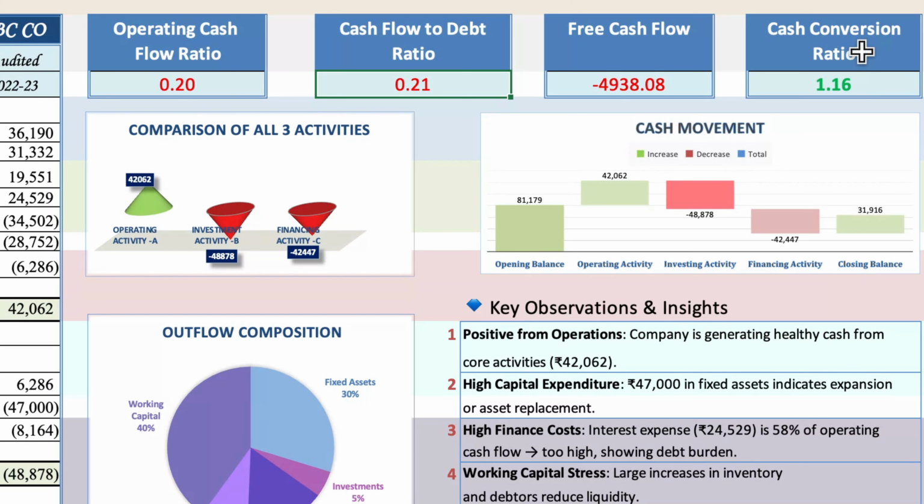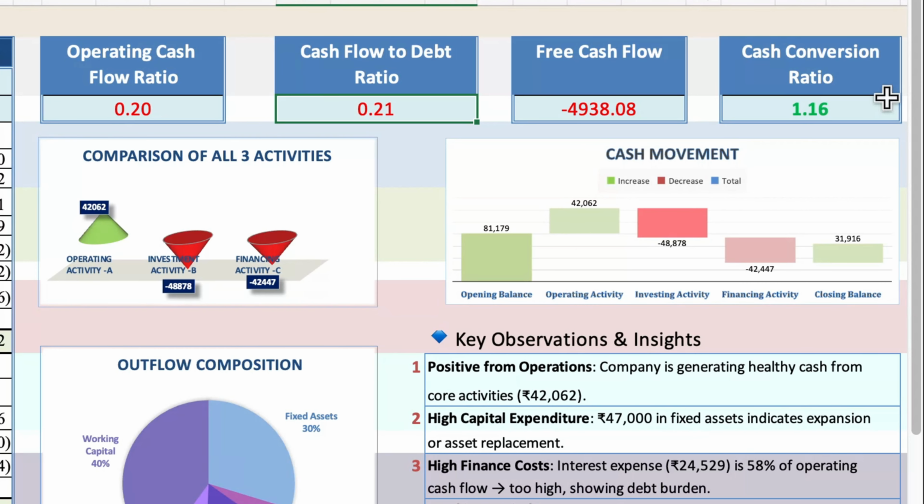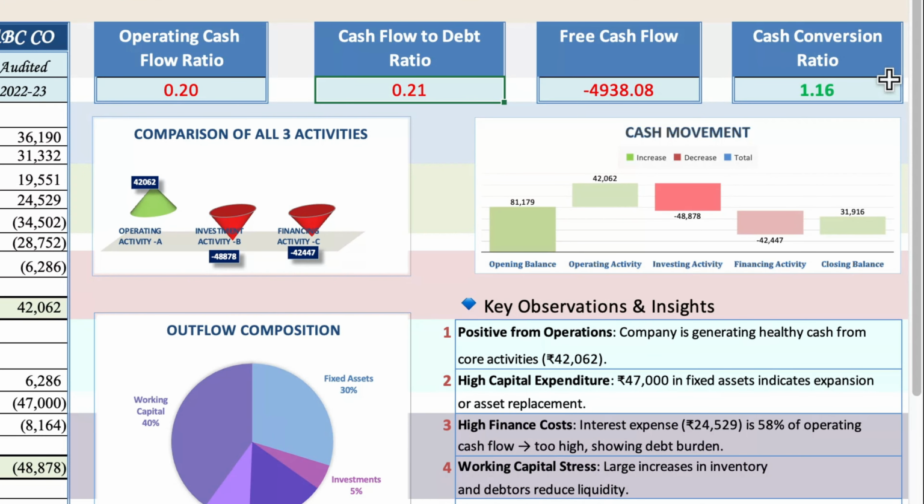Next is free cash flow, which is negative here. Formula is operating cash flow minus capital expenditure. Now negative free cash flow means company is spending more than it is generating. Here to make investment, company has spent more than it has generated cash from operation activity. Next is cash conversion ratio 1.16. So which is good actually. It is slightly more than 1. It means that company is generating good cash compared to net profit.